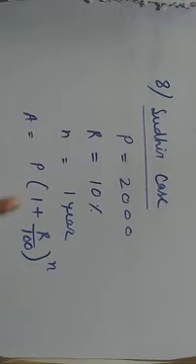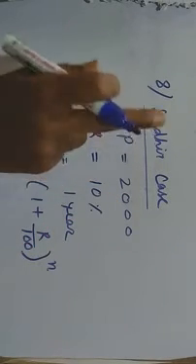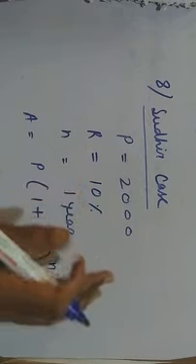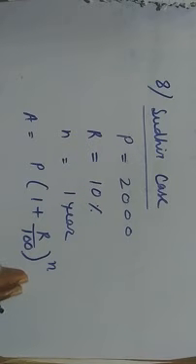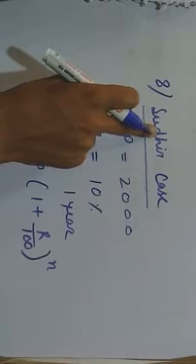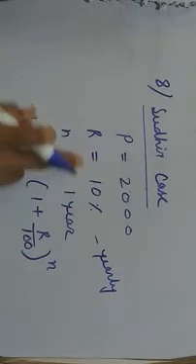So in question number 8, rupees 2,000 is given to 2 persons, Sudhir and Prasan, at the same rate of interest, but their amount compounding differs. Look here. In Sudhir's case, the interest is compounded yearly, and in Prasan's case the interest will be compounded half yearly. So simply use the yearly formula. This is the amount formula for yearly. Simply substitute the values.